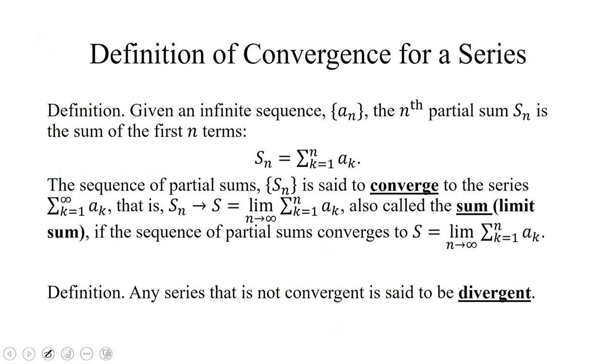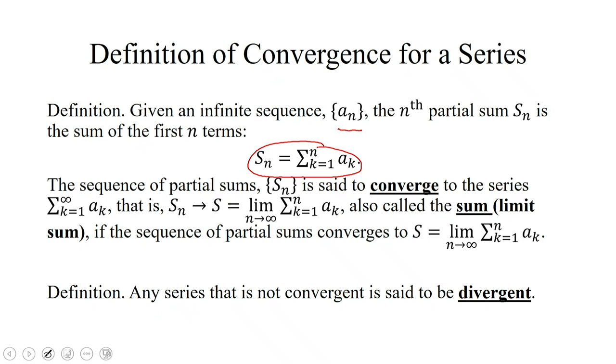Okay, so let's talk about what it means for an infinite series, or a series, to be convergent. So we have a sequence of terms, a_n, and the nth partial sum, referred to as s_n, is going to be the sum of the first n terms.